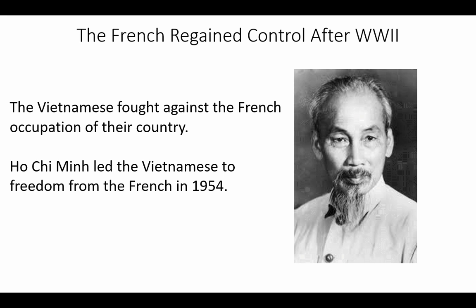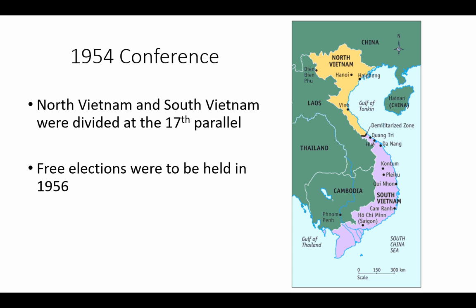So at the end of World War II, the Japanese were kicked out. Well, then the French stepped back in. But there was a man named Ho Chi Minh, and he led the Vietnamese to freedom from the French in 1954. And so after Vietnam had gained its independence from the French and from the Japanese, by 1954, they now had independence. Well, there was a conference that was held.